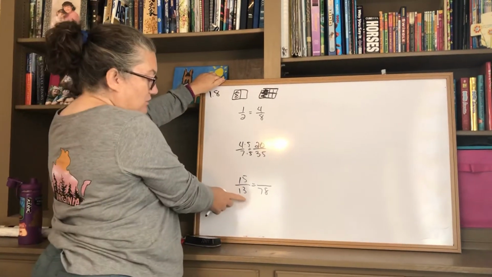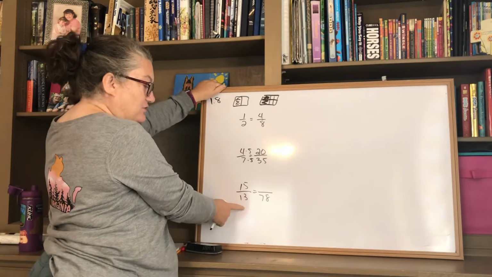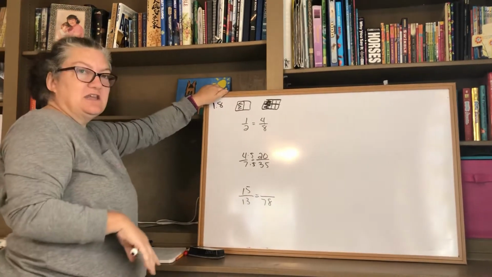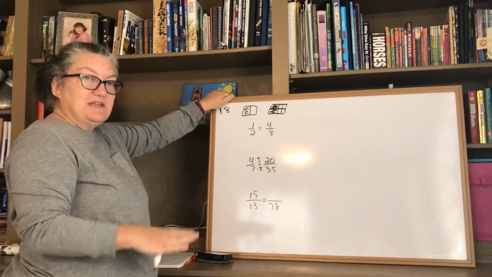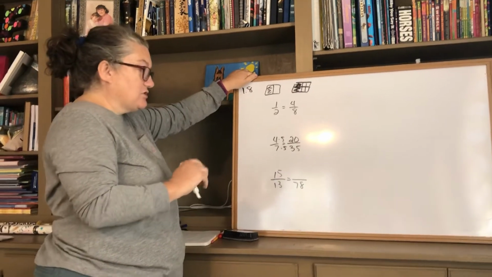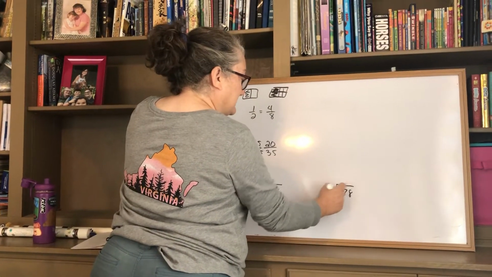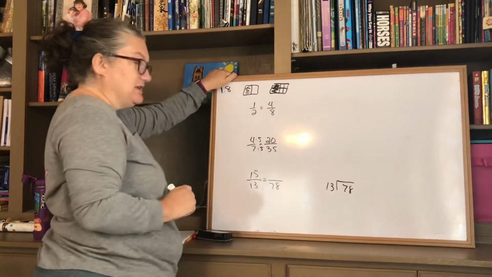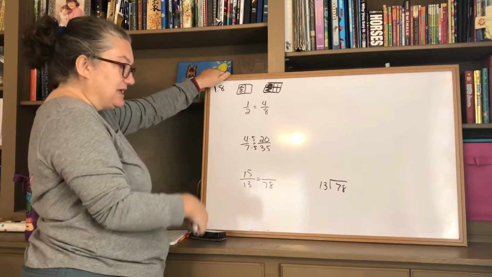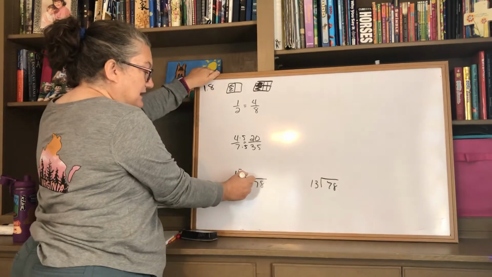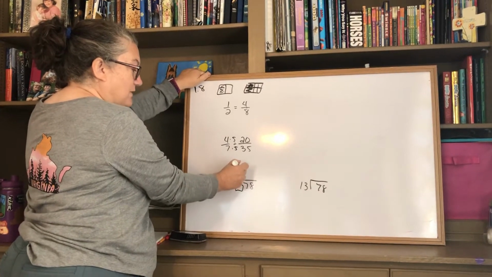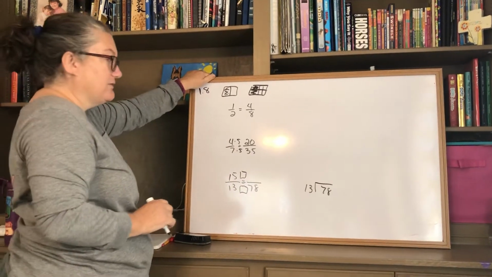Now sometimes we don't know the multiple just by looking at it. 13 times what would give me 78, or another way to say it is 78 divided by 13 gets me what? So we could divide 78 by 13 and that would get me this missing factor that's right here that we need to multiply to get to equivalent fractions.